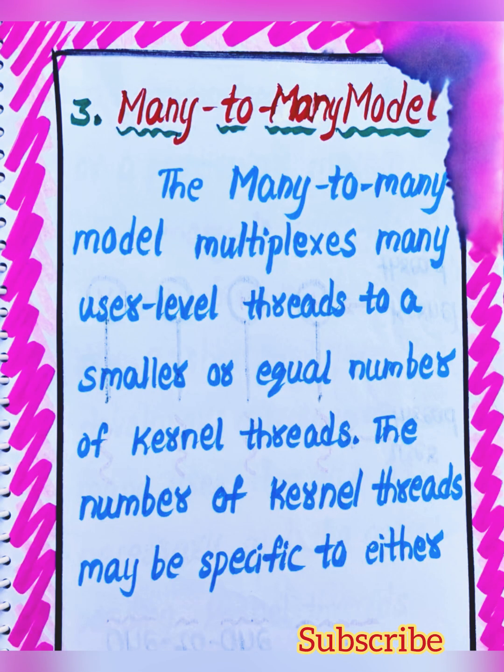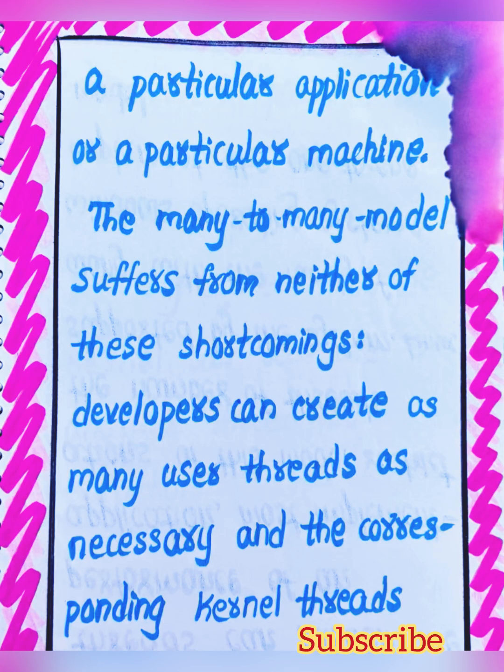Third one, many to many model. The many to many model multiplexes many user level threads to a smaller or equal number of kernel threads. The number of kernel threads may be specific to either a particular application or a particular machine. The many to many model suffers from neither of these shortcomings.